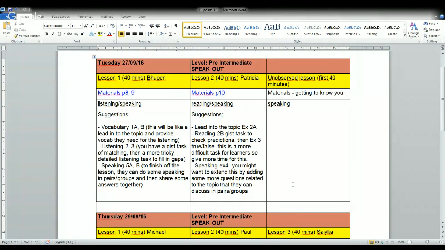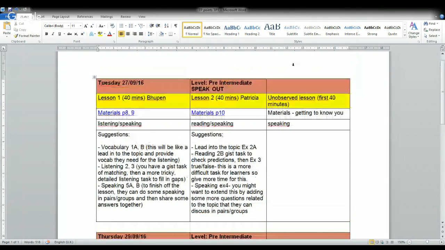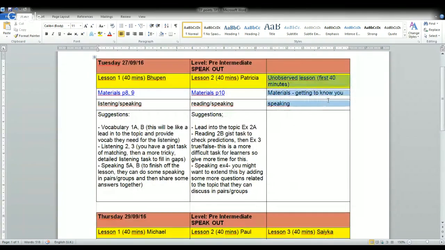So this is what you're going to be doing for TP1. And you can see that this is for Tuesday the 27th. Again, the level is pre-intermediate and the book is Speak Out. And so we'll start obviously with your unobserved lesson of 40 minutes over here. The materials, as I said before, is in Getting to Know You in the additional resources folder. And that's really a speaking activity.